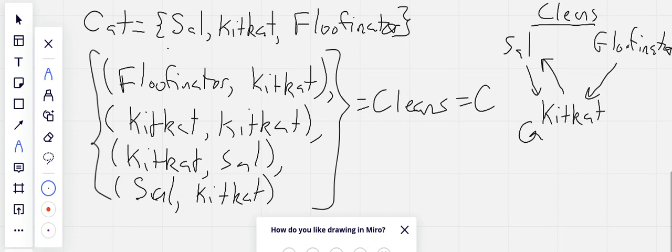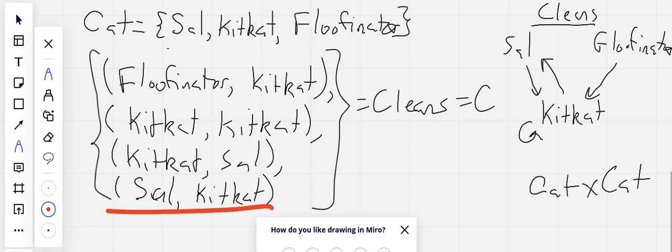And so now we can start to think what kinds of relationships could C have been? Like what kinds of cleans relationships could there be out there in the world? It turns out that if we recall the definition of a Cartesian product, we would have cat cross cat, which is going to be every possible ordered pair of two cats. They might be different cats or they might be the same cat. But the important thing is that it's an ordered pair of two cats. In particular, the set cat cross cat is going to be the set of all ordered pairs of two cats. There should be 9 of those.